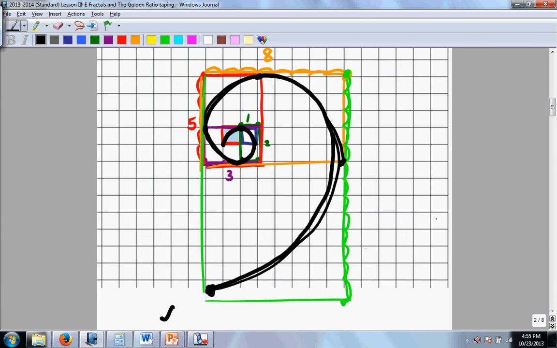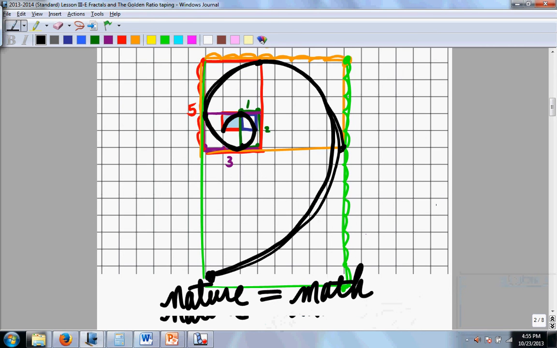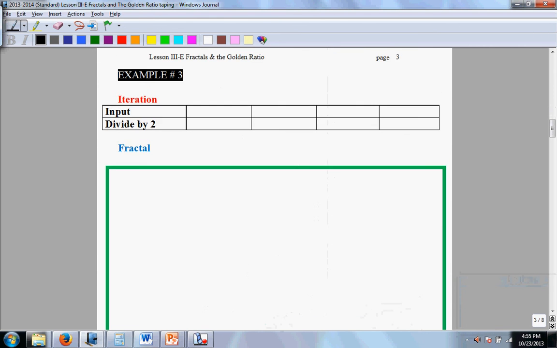Here's the connection I'd like you to make. Nature equals math. Nature equals math. Let's try one more. Another fractal. We're doing example 3.